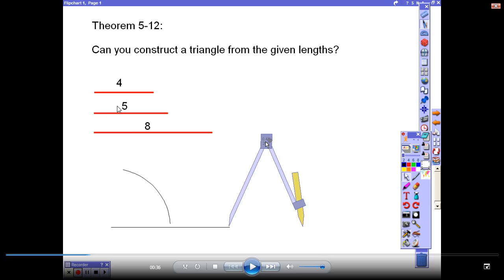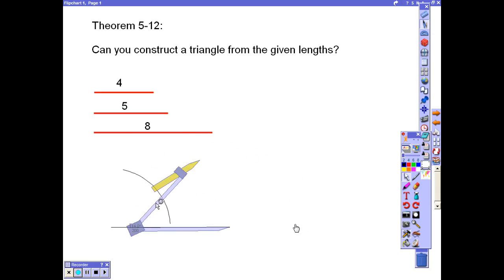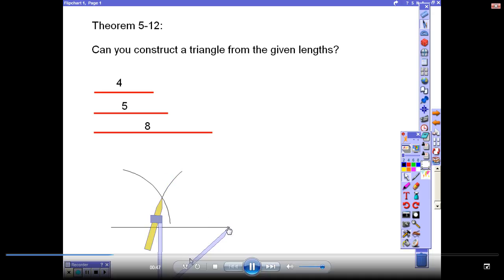Then I measured the length of this segment, which is 5 units, and I'm going to do the same thing over here. I'm bringing my compass down, rotating it over, and making an arc. All the points in this arc are 5 units from this endpoint over here. Where those two arcs intersect, that point is not only 5 units from that endpoint, it's 4 units from the other endpoint, and it does form a triangle. I'll speed this up a bit right here. So again, with those 3 segment lengths, the triangle is formed.